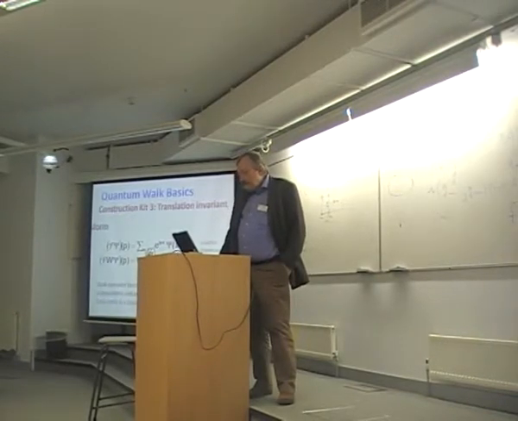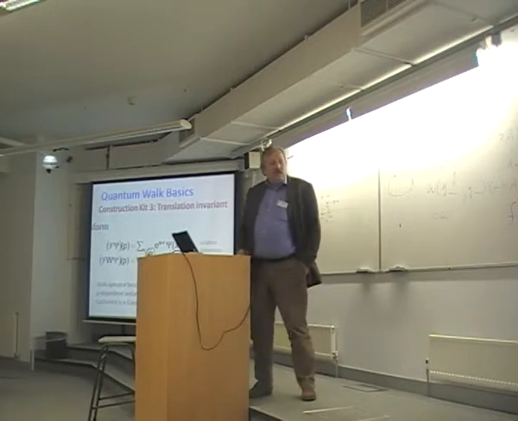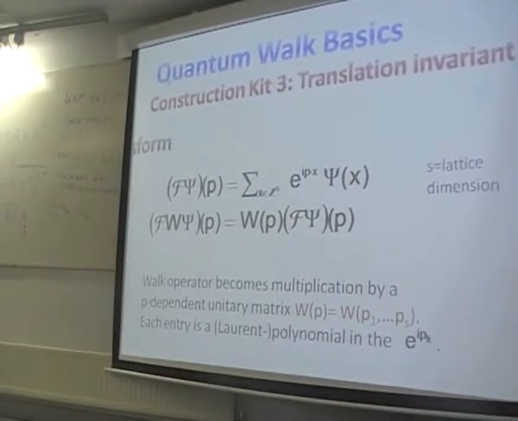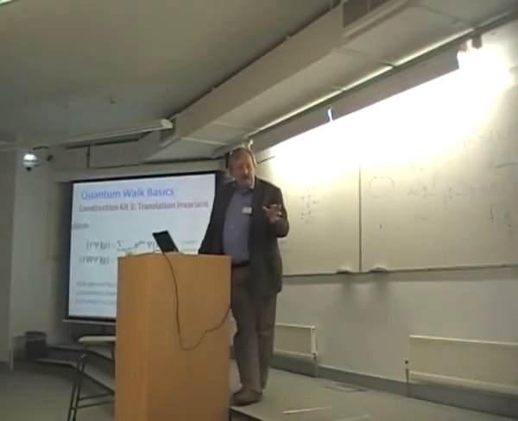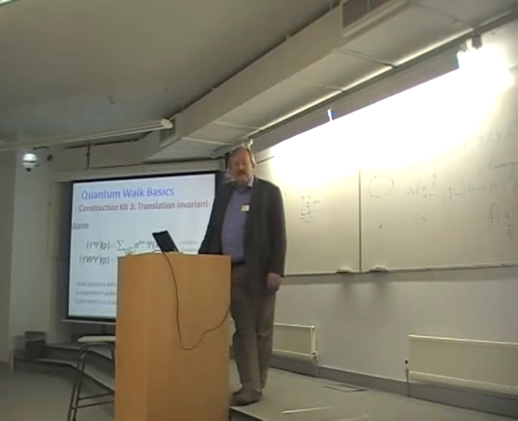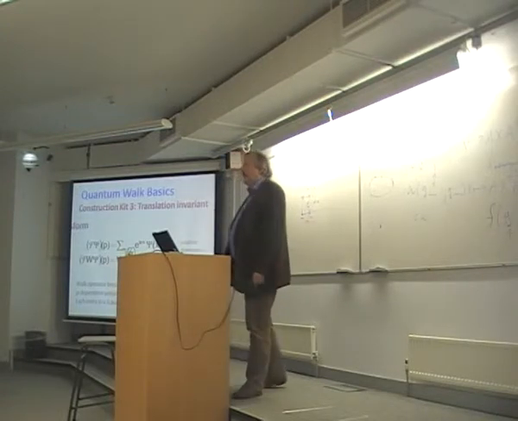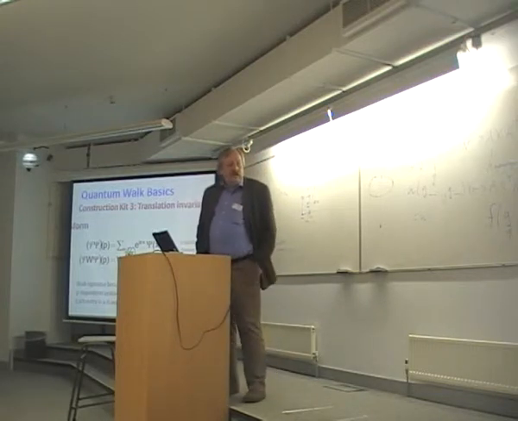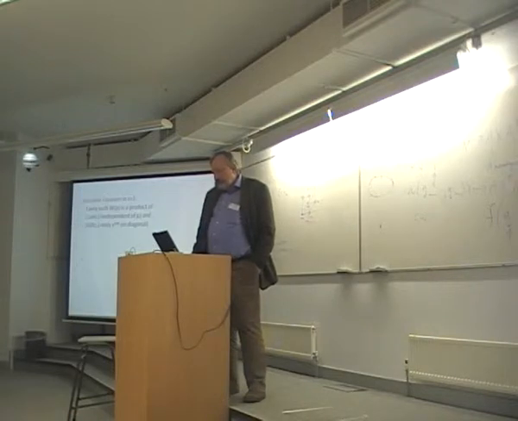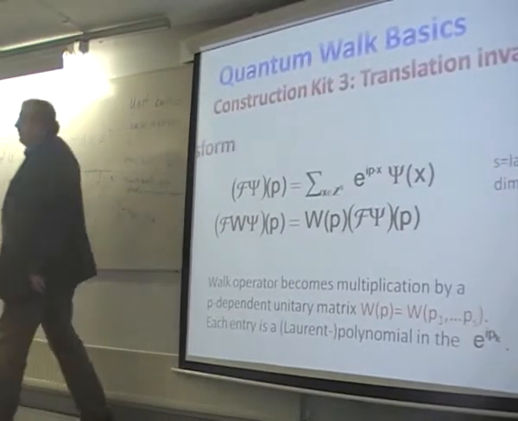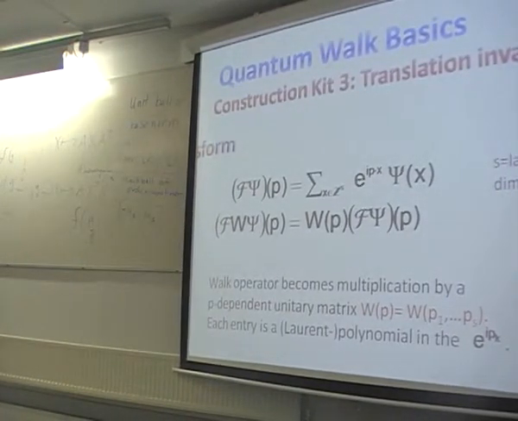And so the entries of this W of p now are polynomials in the variables e to the i p_j, or whatever, the components of p. So there are different values of p up to the space dimension, and you make polynomials in these trigonometric functions. That's what you get from the Fourier transform. They are polynomials because the range of the walk is only finite. So if L is the maximum number of steps that you can get, the highest power of e to the i p that you would find in there would be L. Right? So it's a matrix of polynomials, and so we really have to study that. So these are d by d matrices, and each entry is one of these polynomials, but they have to be unitary for every value of p. Right? So that's the constraint.